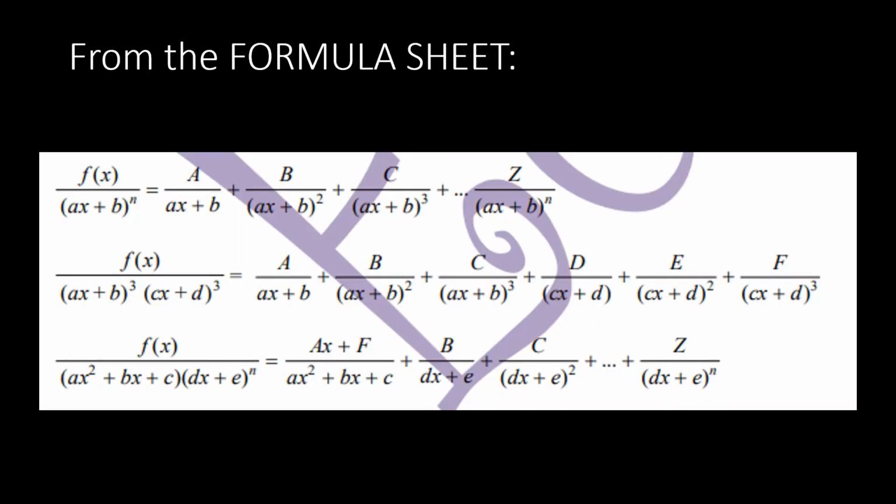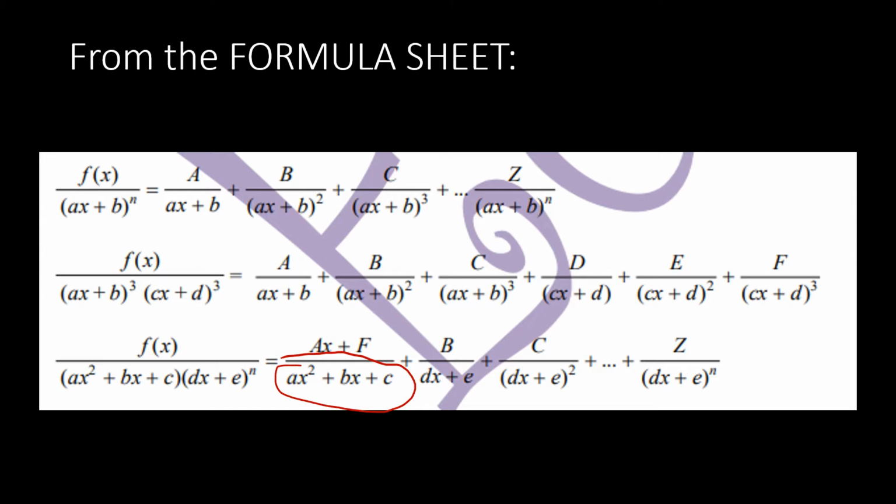Now if you check on your screen there, you notice some formulas. This is from your formula sheet, so you notice some formulas are still the same; they haven't changed, except the last formula, because in N5 we didn't do any partial fraction with a quadratic denominator, so it's only now that we have that part for quadratic there. We had this formula in N5 but we never used it there.